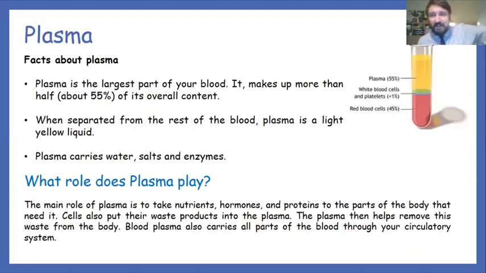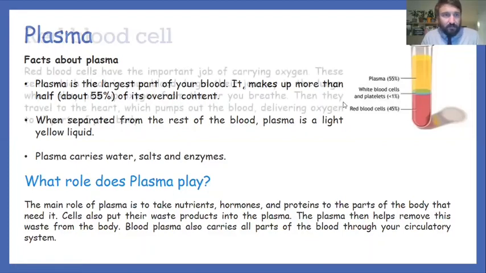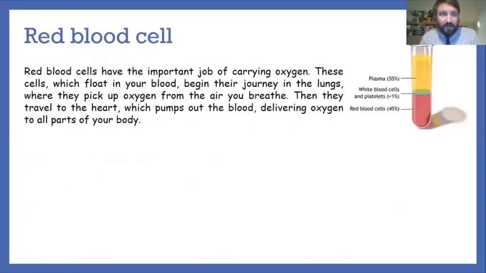So that is that yellow liquid, and that is our plasma. Now, 55% of our blood is made up of plasma. Fantastic. So hopefully you remember some of those key facts there. And we shall move on to the red blood cells.